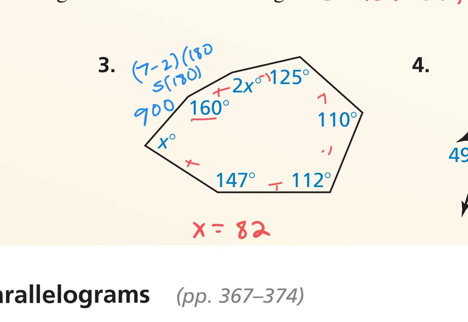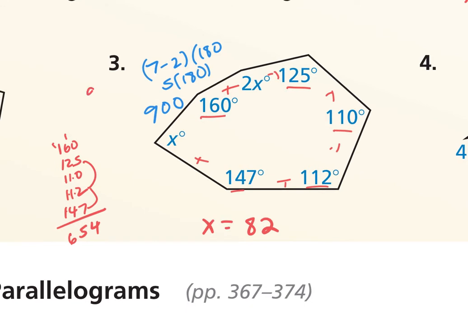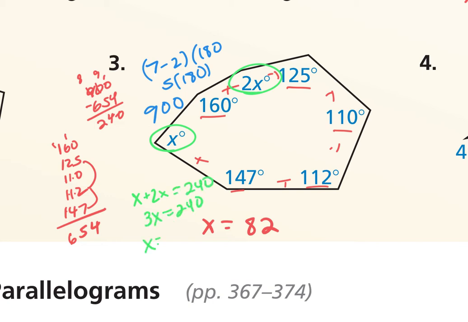So if I add up the numeric part, like 160, 125, 110, 112, and 147, that's 7 plus 7, 14, 9, 10, 11, 15, 1, 2, 3, 4, 5, 6. So from the 900, I'd subtract the 654. And then 240 is what's left for both of these angles. So x plus 2x equals 240. 3x would equal 240. X would equal 80.